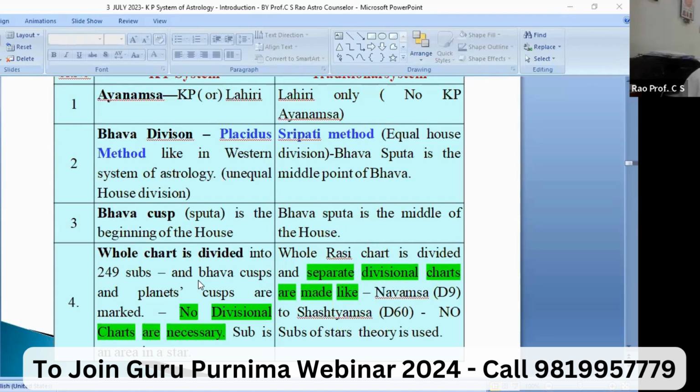Shodasamsa theories are there, D60 is there. So many divisional charts we make, each for its own purpose. Here in the KP system, we don't make any divisional chart. Only one sheet is prepared. That's all, only one paper. One sheet is prepared.